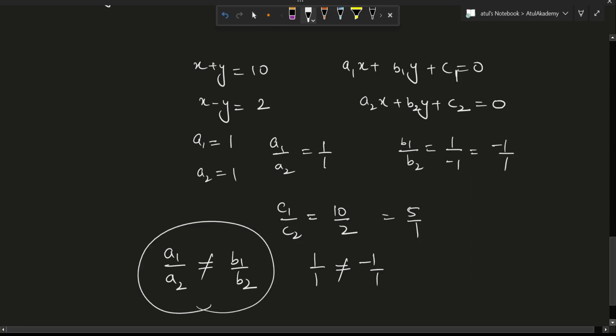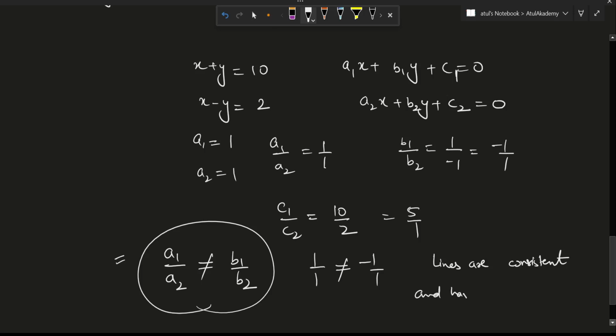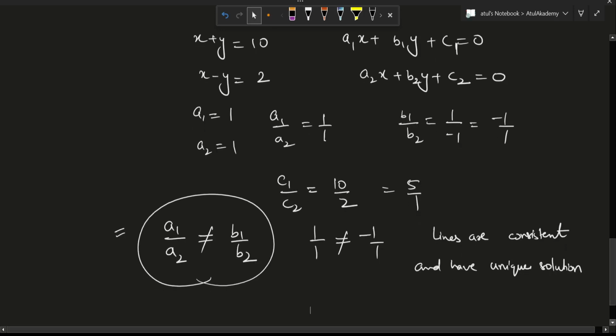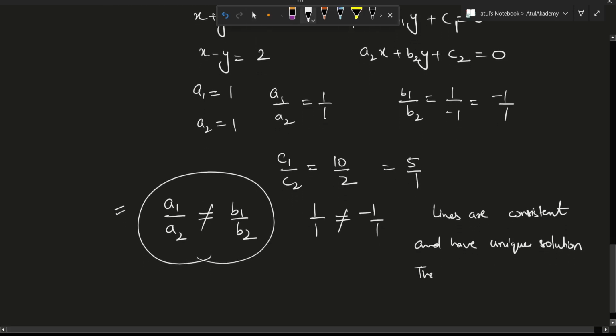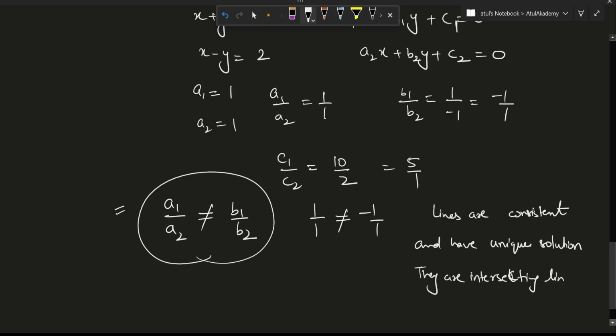So whenever a1 by a2 is not equal to b1 by b2, we say the lines are consistent and have a unique solution. Unique solution meaning they are intersecting lines. We can plot this equation also.